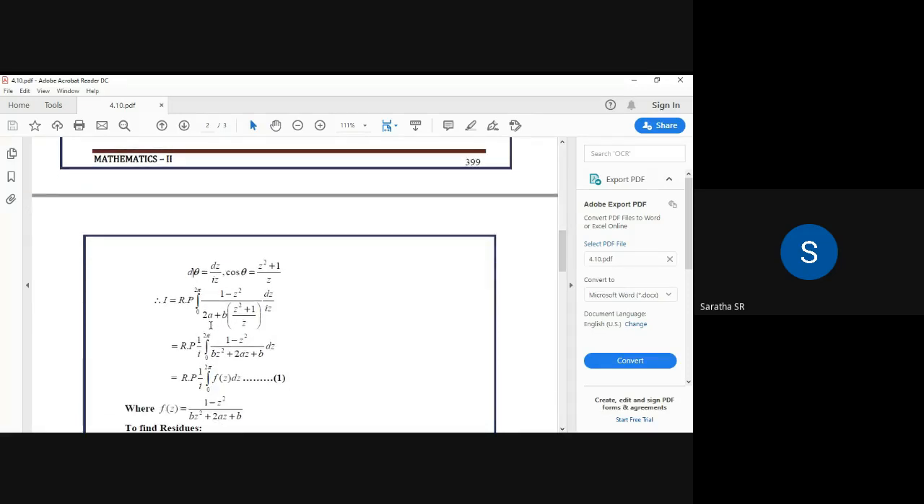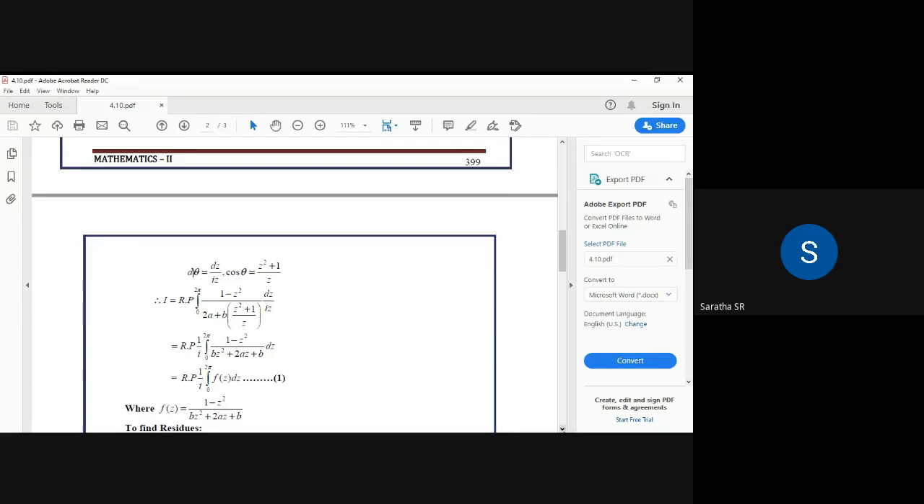If we take the simplification, we get here 2az. So we'll take LCM for this. We get 2az plus bz square plus b, divided by z. So divide by z and this is z; this divide by z can go to this side, so this z and this z will be cancelled. Remaining we have 1 minus z square divided by bz square plus 2az plus b into dz. This z and this z cancel. Now remaining we have 1 by i, so we'll take it out, 1 by i. So this is our problem now. This is your f of z dz.